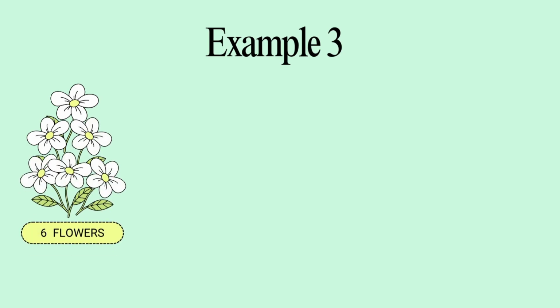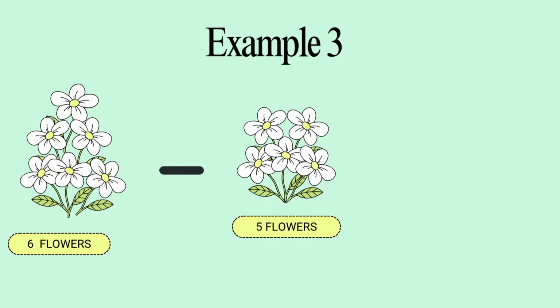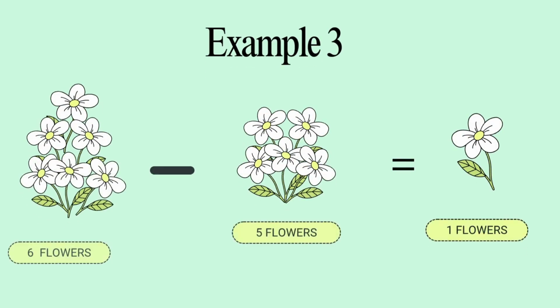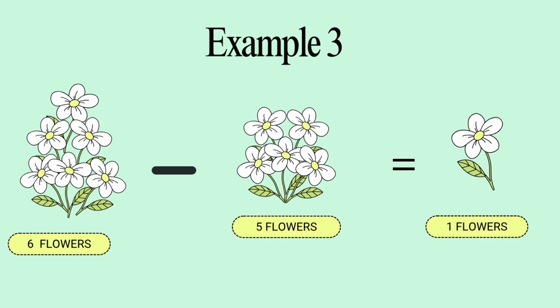Another example. 6 flowers minus 5 flowers is equal to 1 flower.